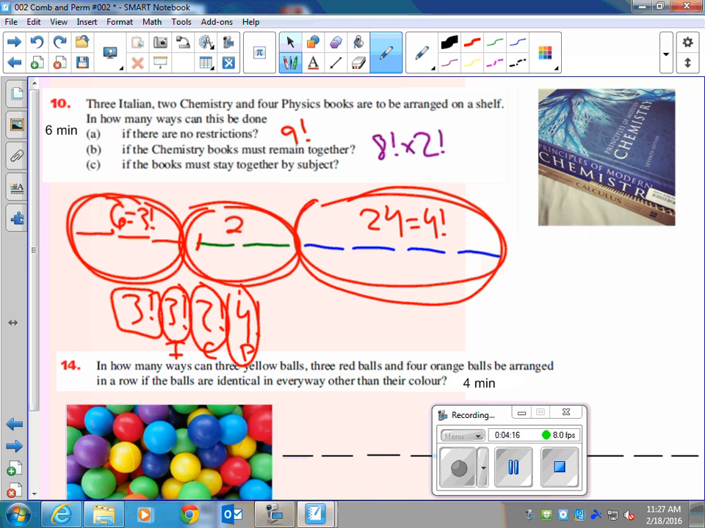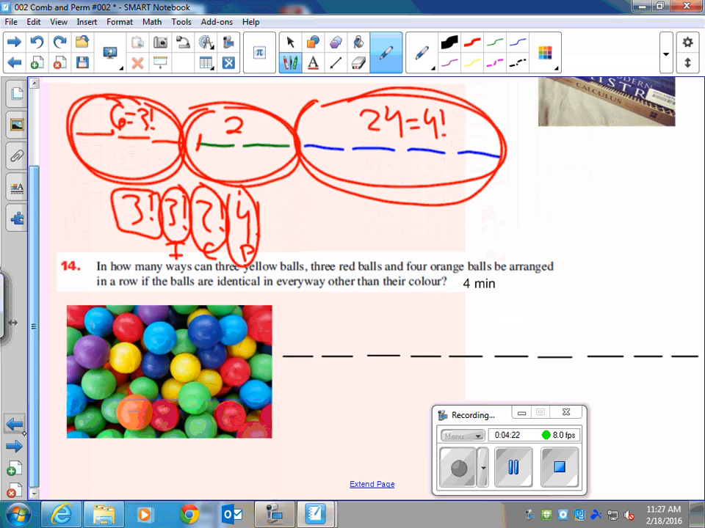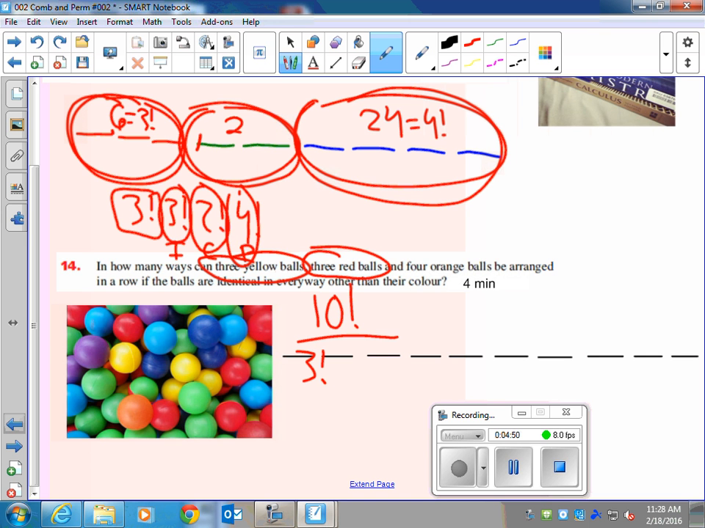How are we doing with number 14? Can we look at that one real quick? How many ways can 3 yellow balls, 3 red balls, 4 orange balls be rearranged in a row if they're identical in every way? So there's a total of 10 factorial ways to rearrange those spheres. But are there any repeating yellow ones? Yep, there's 3. So you divide by 3 factorial. How many repeating red ones are there? 3. And the repeating orange ones? Done.